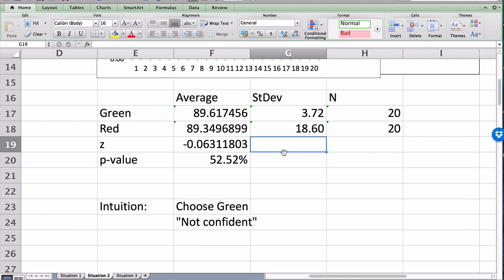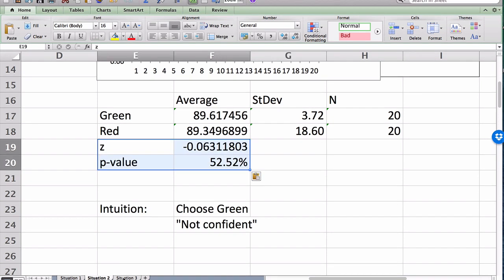What do I take away from this example? Well, for this choice of data, the p-value is pretty close to 50%. So it's basically a 50-50 coin toss about whether or not red is better than green. Another way to say that is that I'm not super confident in what to do, and I need more data in order to decide. All right, and finally we can look at situation 3.